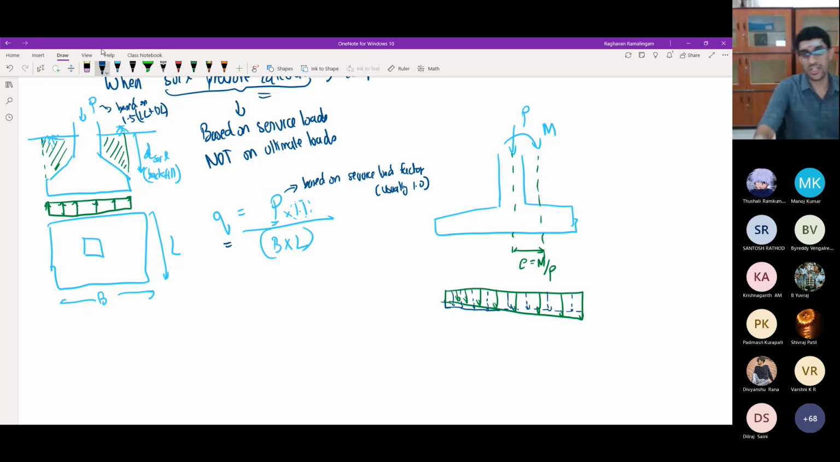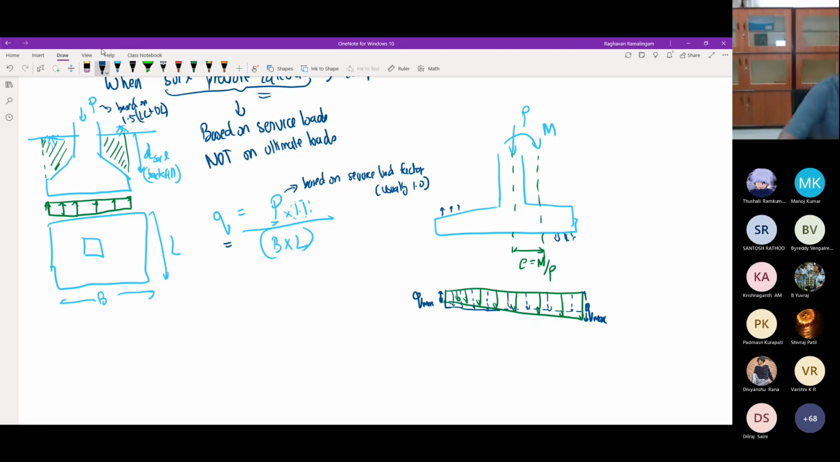When you have moment also acting, you see that on one side the pressure increases beyond what it is for P, and on the other side it decreases beyond what would have been there for just P. Because the moment acts this way, it tends to press into the soil more on this side, and on the other side it tends to pull the footing up. So the pressure decreases here and increases here. This is if you have both of them.